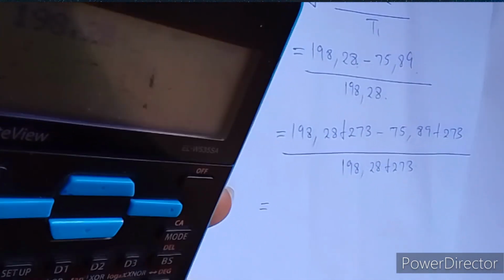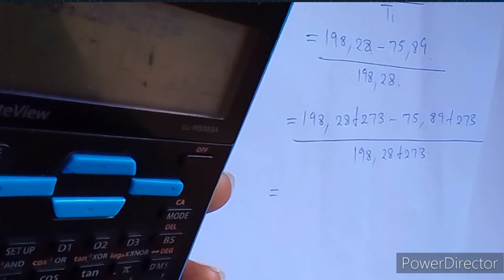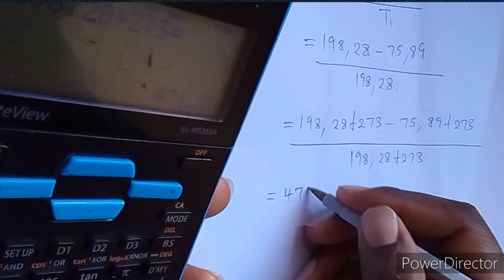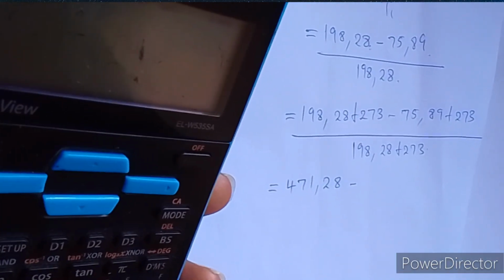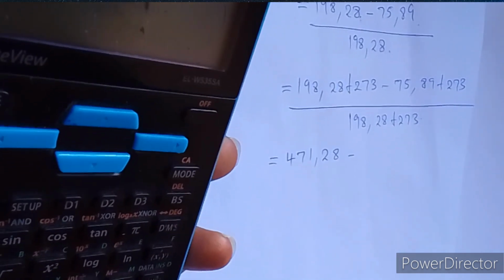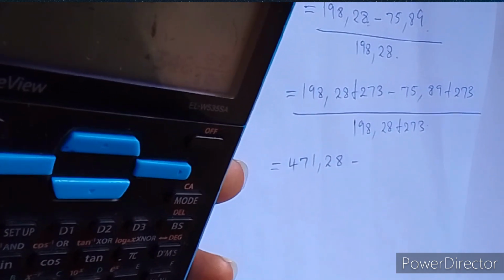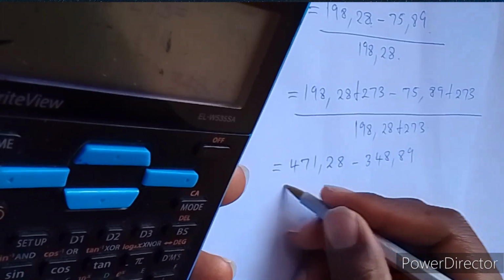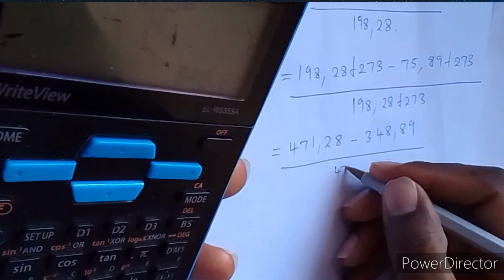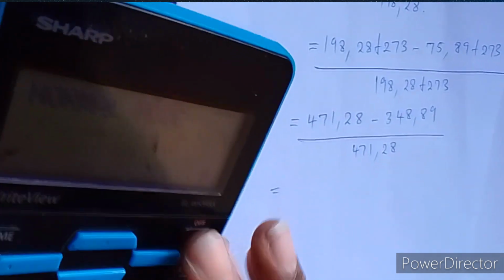So you have to put this on the calculator. So we have 198.28 plus 273. What is going to be? We're going to get 471.28. Then we also add 75.89 plus 273. We're going to get 348.89 all over 471.28.